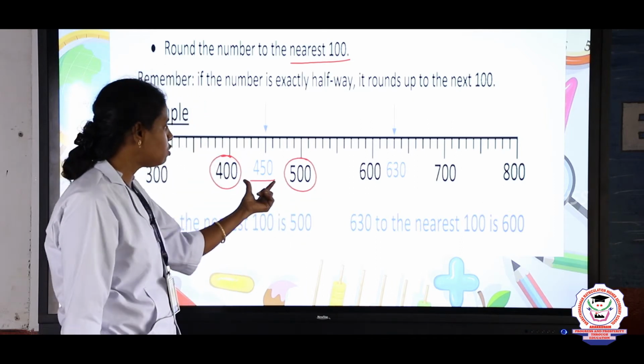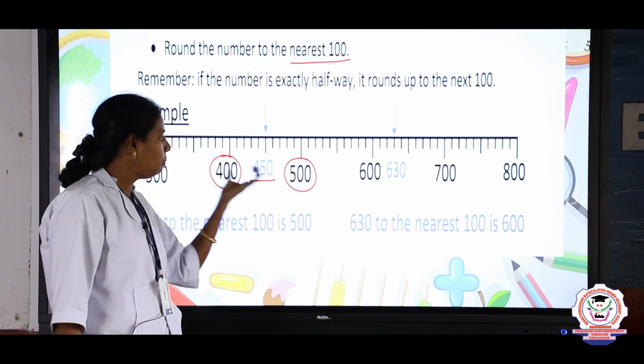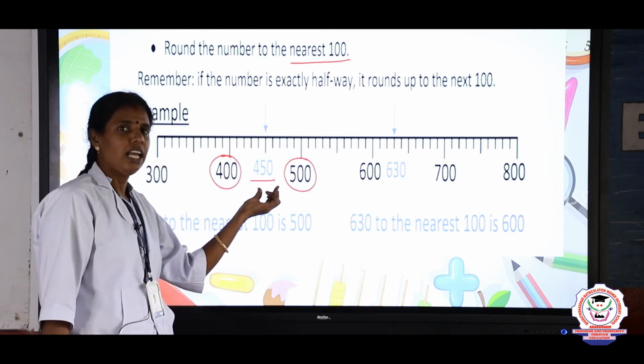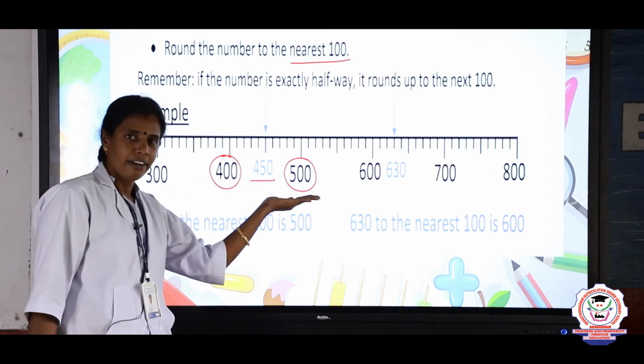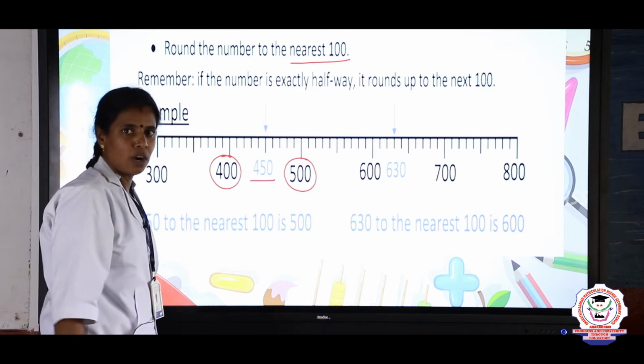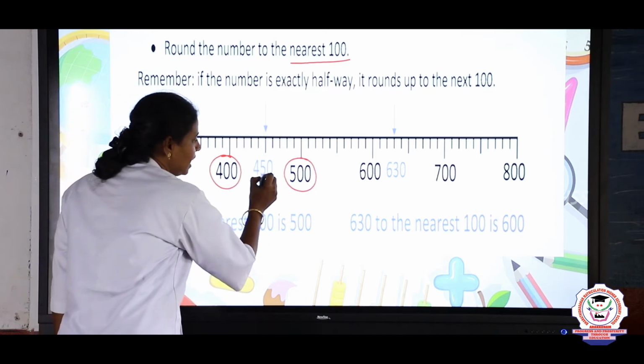So first we choose between which two numbers it will lie, nearest to 100. 450 lies between 400 and 500, and now when we are going to round the number to the nearest 100, we need to see the tens place.